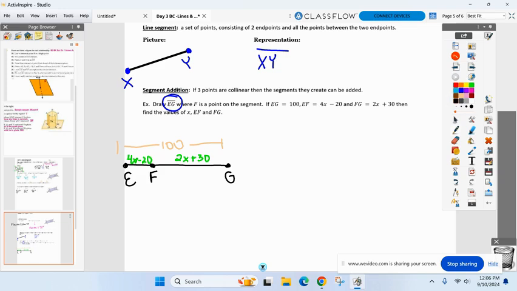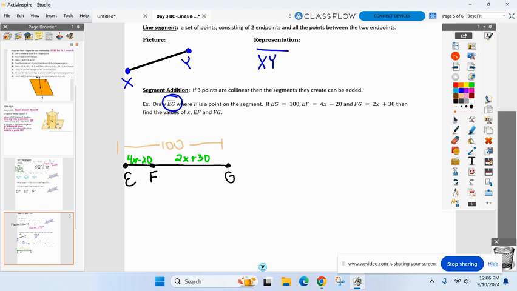So here's where your algebra comes in. I need to set up some equation to solve now for X. Because I need to know what the value of X is. So I need something to solve. You know what FG is, you know what EF is, and you know the whole thing is 100. Can we come up with something together that says solve this and you'll have the value of X?